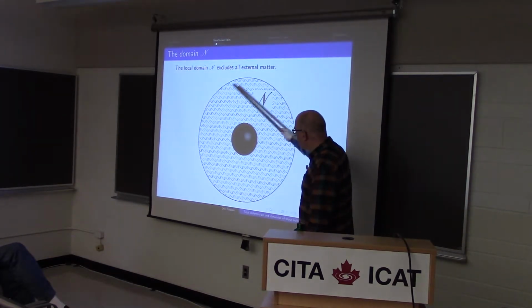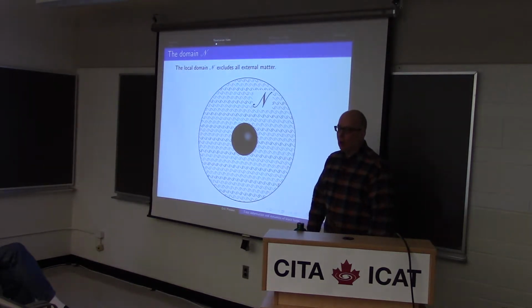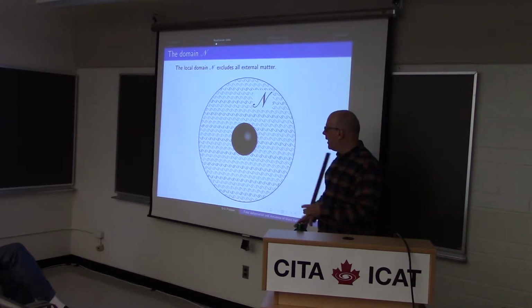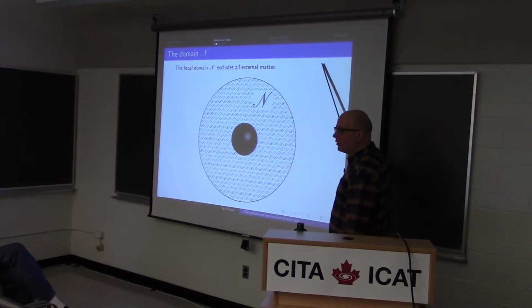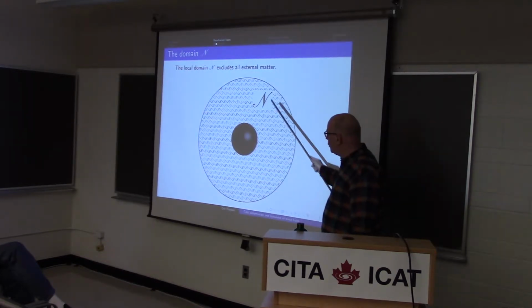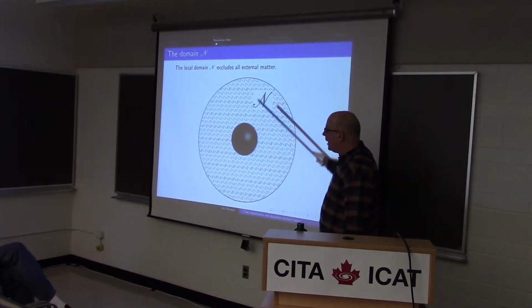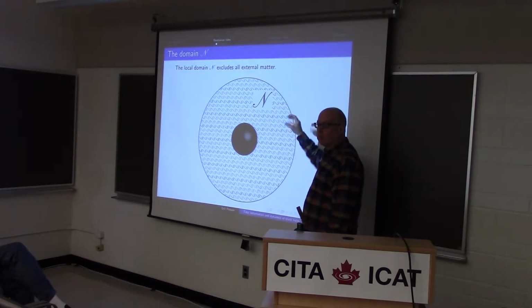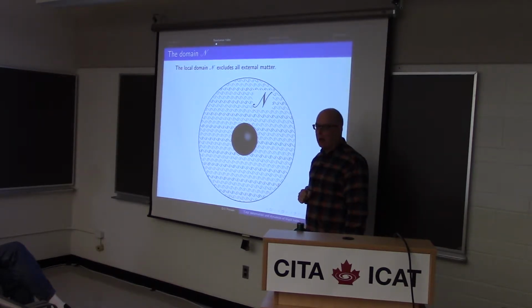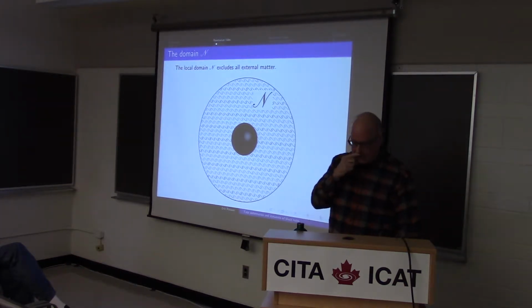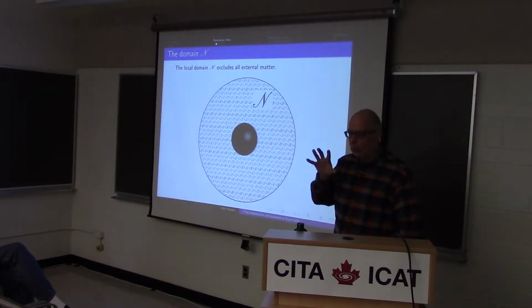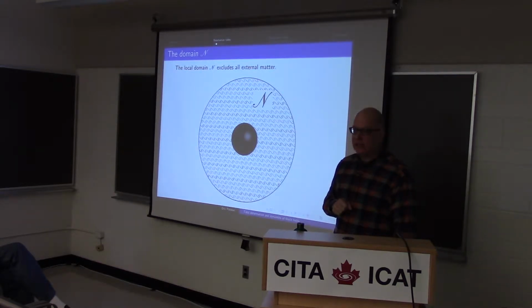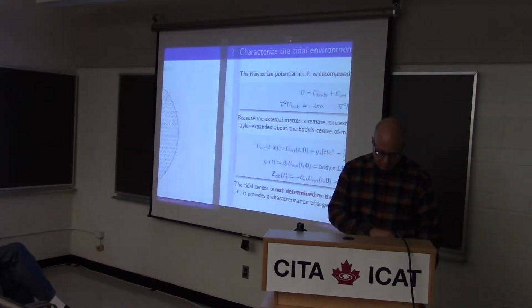So here's the body, and here's the neighborhood that might extend maybe 20, 25, 100 radii of the body, but doesn't extend beyond that. And in particular, it doesn't extend so far that it includes the external matter. The external matter is way out there, outside of the domain. What I want to do is to solve the equations of Newtonian gravity inside the domain with some information coming from the outside, but no direct knowledge about what's going on outside. That's the setup. And again, keep in mind that what I'm saying here will be exactly what I'm going to be saying in the relativistic setting in a few minutes.